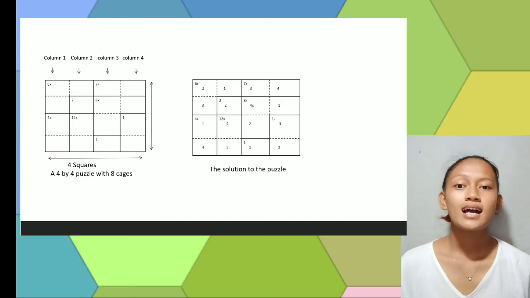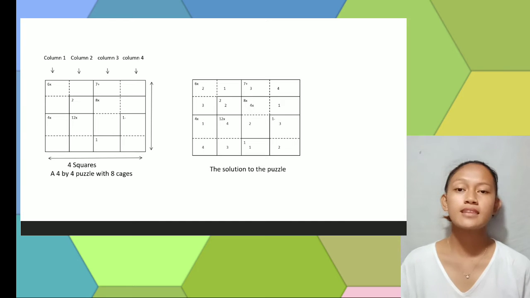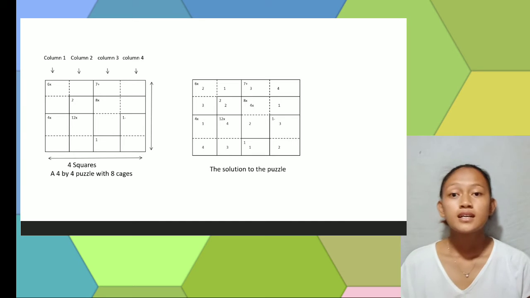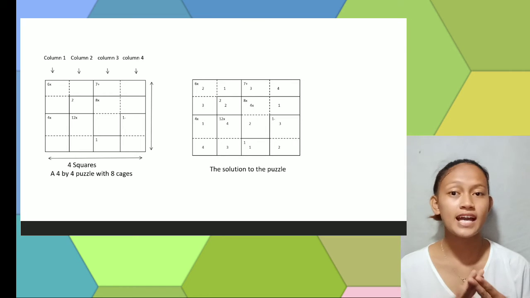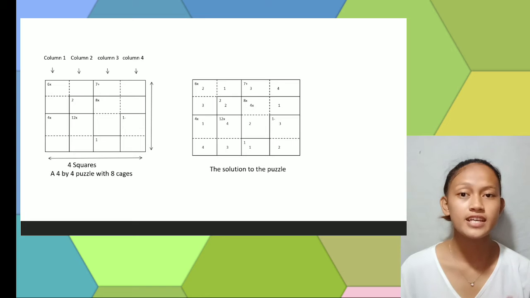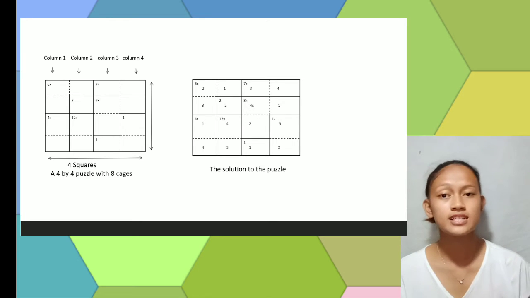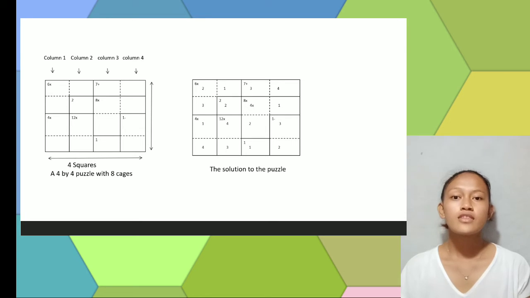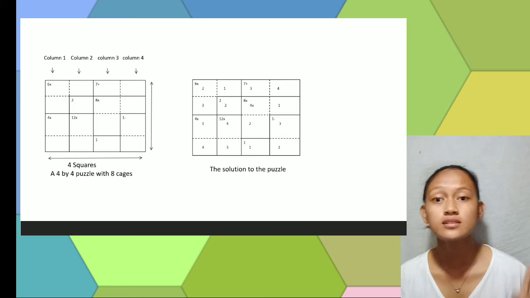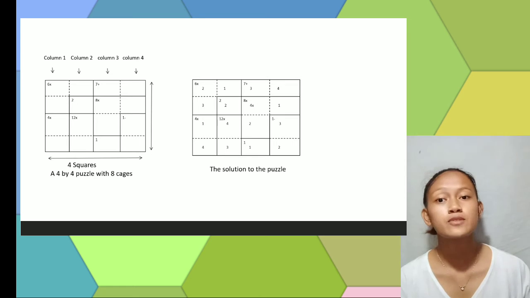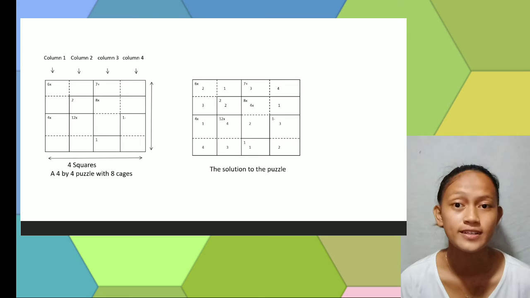The second cage has the number 7 and the addition sign. It has 2 squares and you can simply add the numbers 3 and 4, and the answer is 7. The third cage has a given number of 2. In that cage, it has only one square. You can simply write the number 2 on that square.